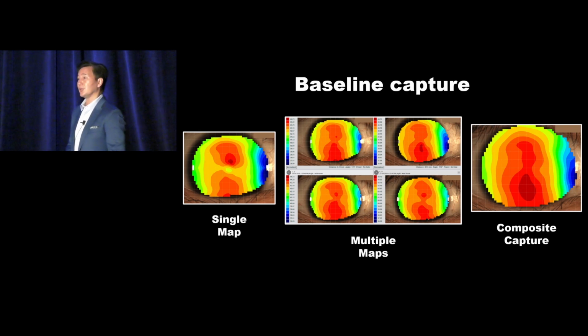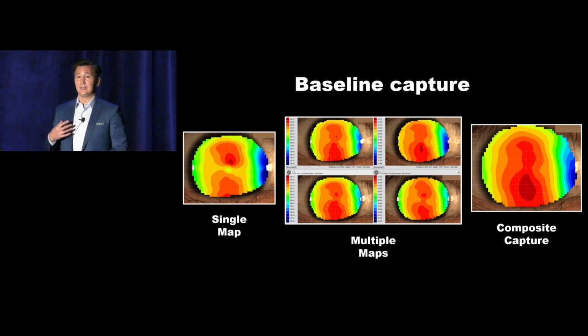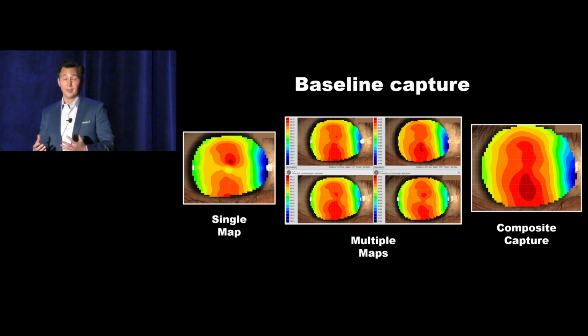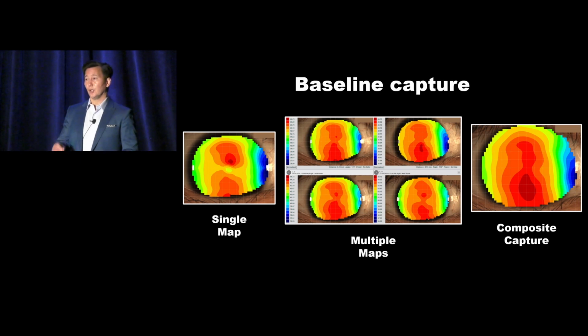Well, don't take one map. Always take a minimum of 4. I personally take 8. I want a massive amount of maps so that I can start from the best one. If your instrument allows you to merge them together or create a median, an average of them, then that would be helpful too, something like a composite. But take multiple maps. That's the key to having successful outcomes.